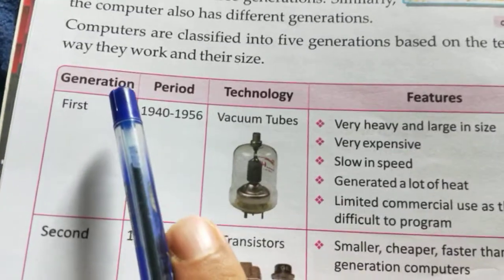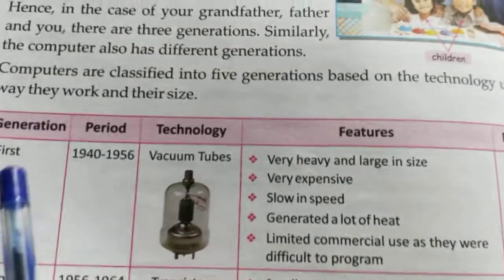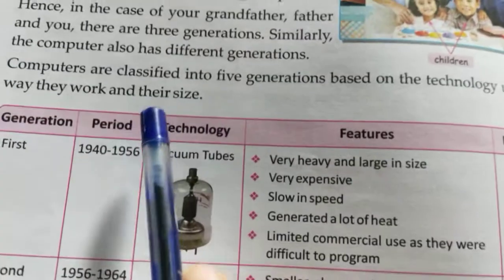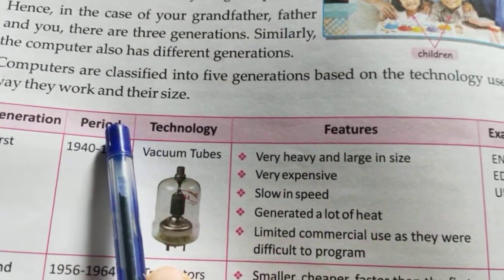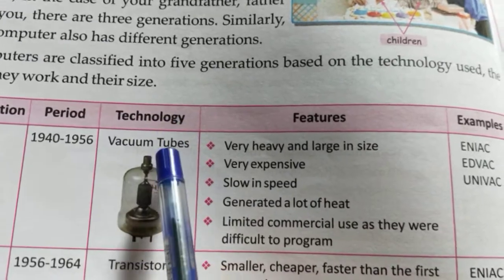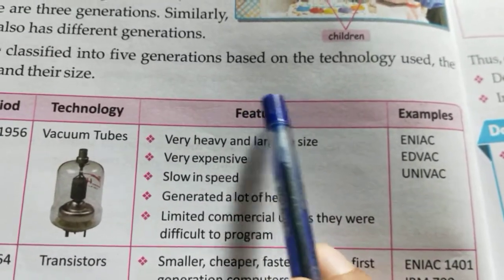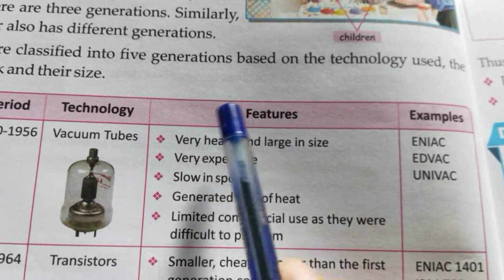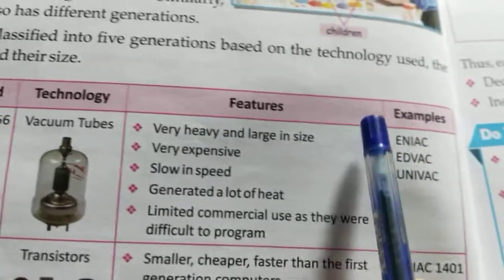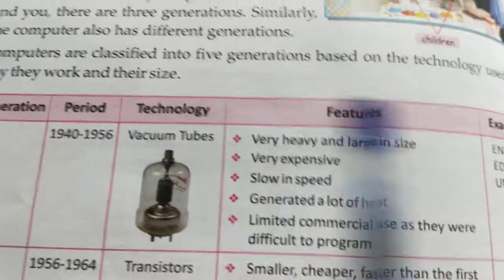So here there is a table given. In the first column it's about generation, in the second column it's about period, in the third column it's about the technology used. In the fourth column it's about the features of the technology that is used in that generation, and the examples of the type of computers of that generation.